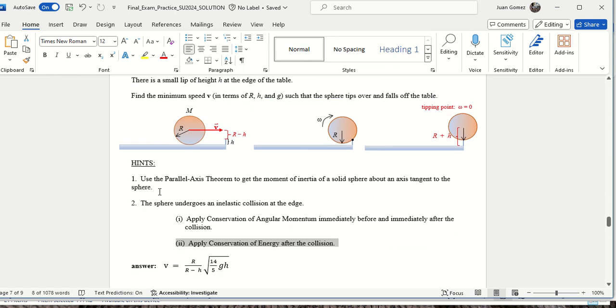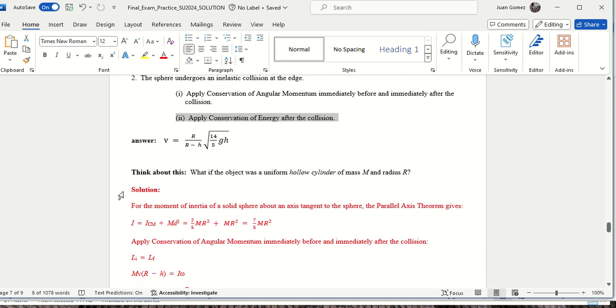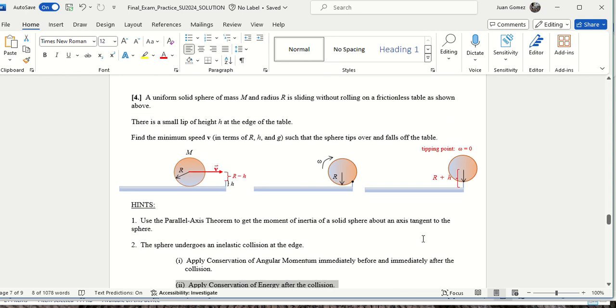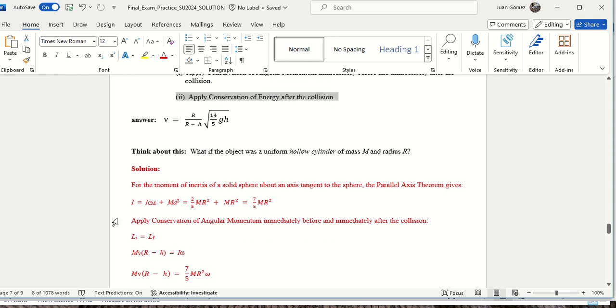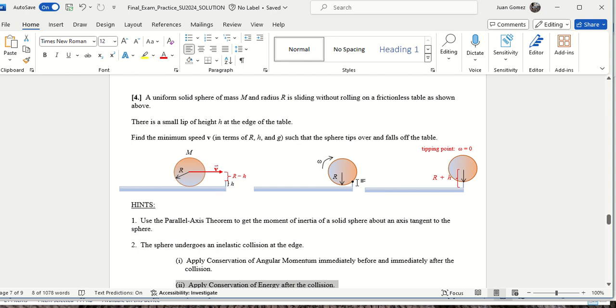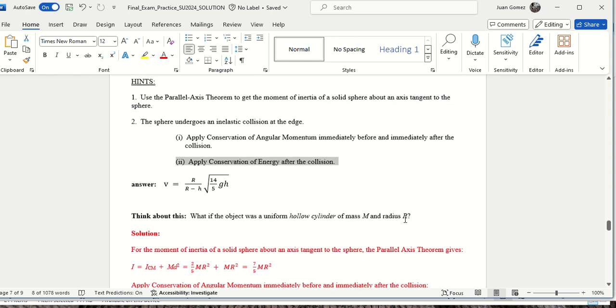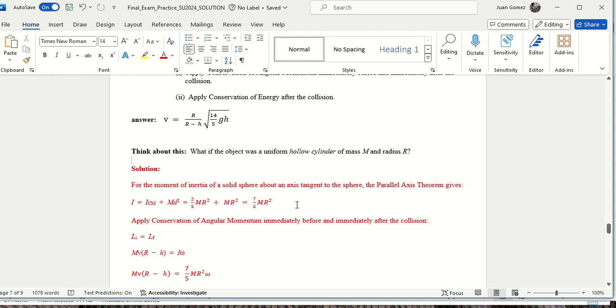Okay, so first let's look at hint 1. Let's use the parallel axis theorem, because now once the sphere hits the lip, it's rotating about that point right there, that black dot. Well, remember, the parallel axis theorem: I is I_CM plus MD squared, where D is the distance between the axis through the CM and the new rotation axis. Well, clearly that distance is R. So I is equal to I_CM plus MD squared. Well, I_CM, remember, it's a solid sphere, 2/5 MR squared, and D is R, the distance from that point to the center of the sphere. So you get 2/5 MR squared plus MR squared, which is 7/5 MR squared. That's our I.